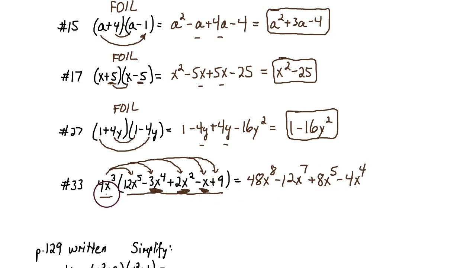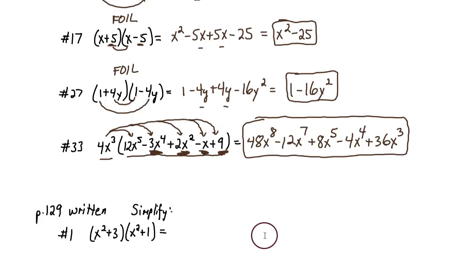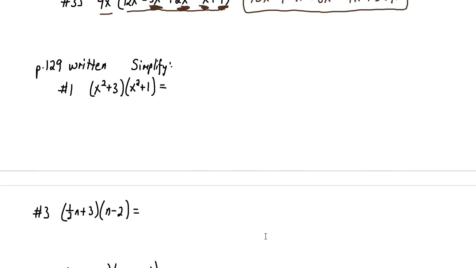Finally, multiply 4x cubed to the 9. We get positive 36x cubed. None of these are like terms because the variables are all different every time. So here is our final answer. To get that correct, we had to be able to multiply coefficients, but we also had to multiply variables by adding the exponents.